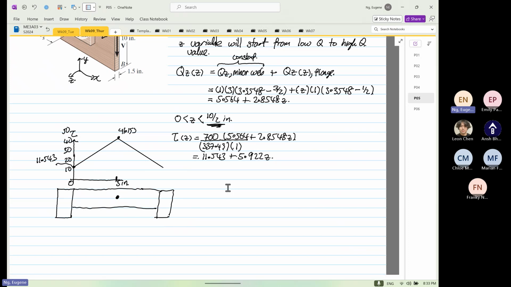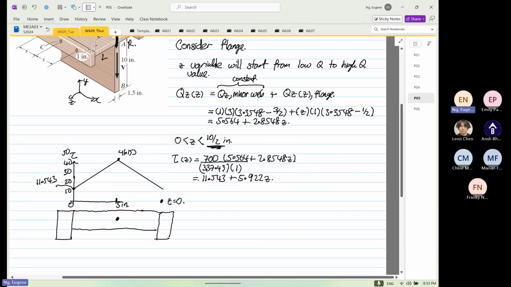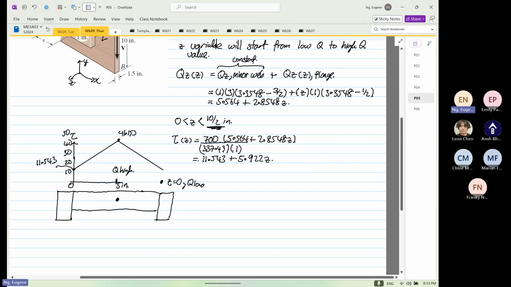Again, if you want to consider the right hand side, you have to be cautious, because over here, if you consider the right hand side, over here is where Z is equal to 0, right? Because remember, the variable Z will start from low Q, because Q is low over here. And for both sides, Q is high over here. Okay. Right. So this is for the flange.